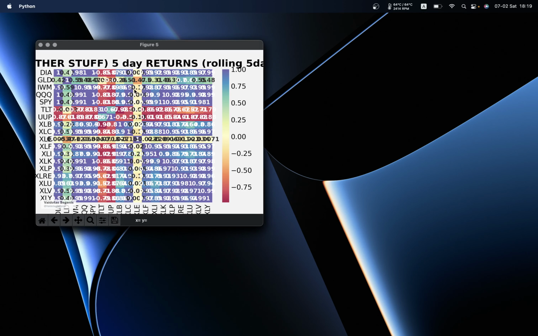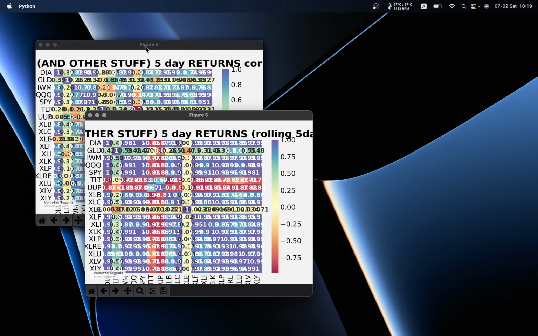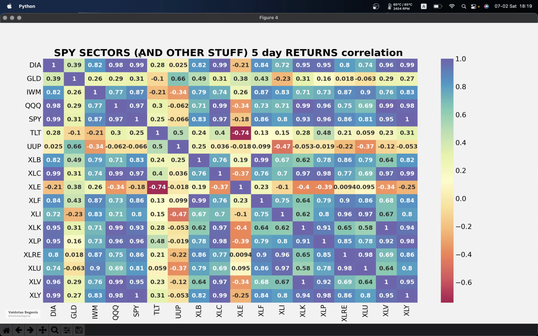And here we have it. Okay. So let's start from daily returns. SPY TLT is positive, very interesting. I'm starting to like it.